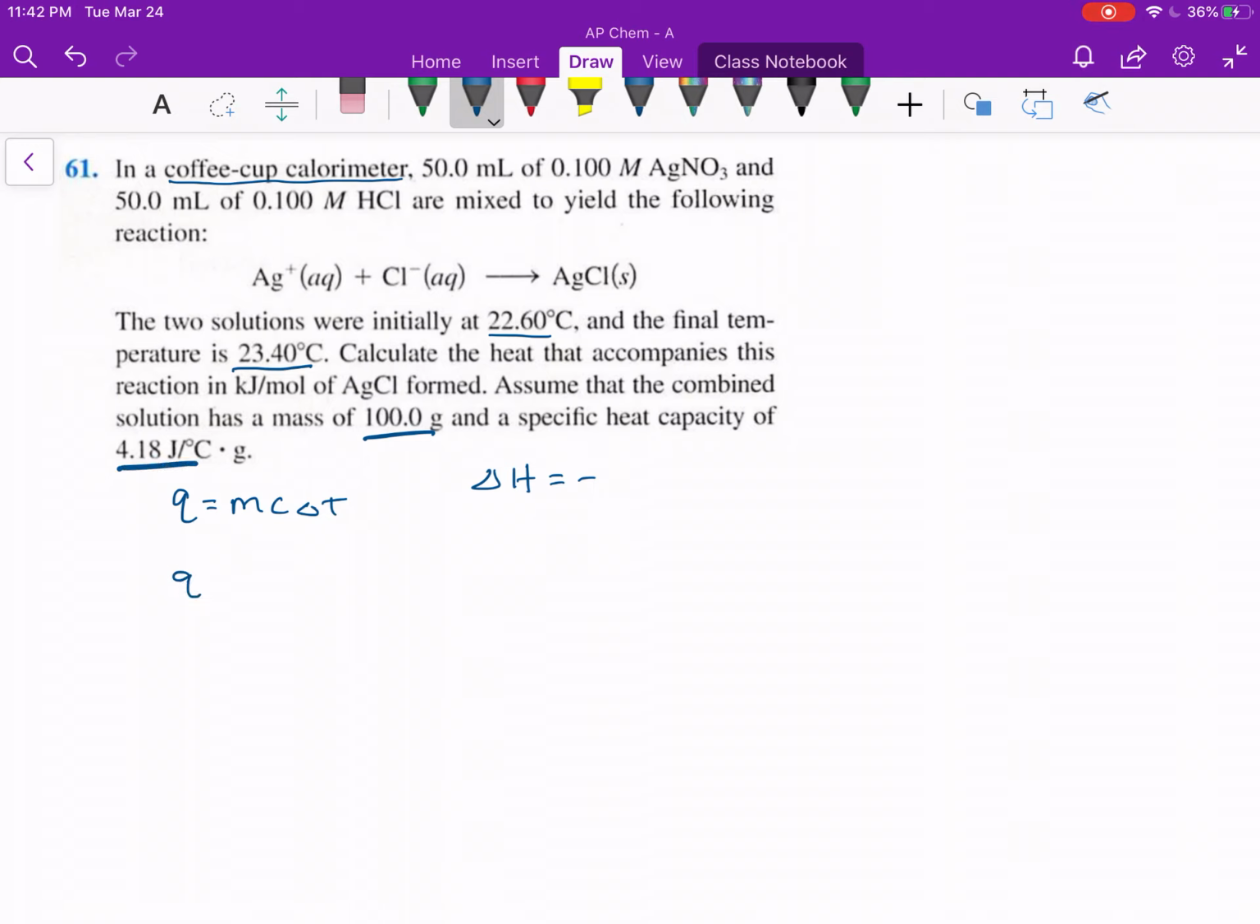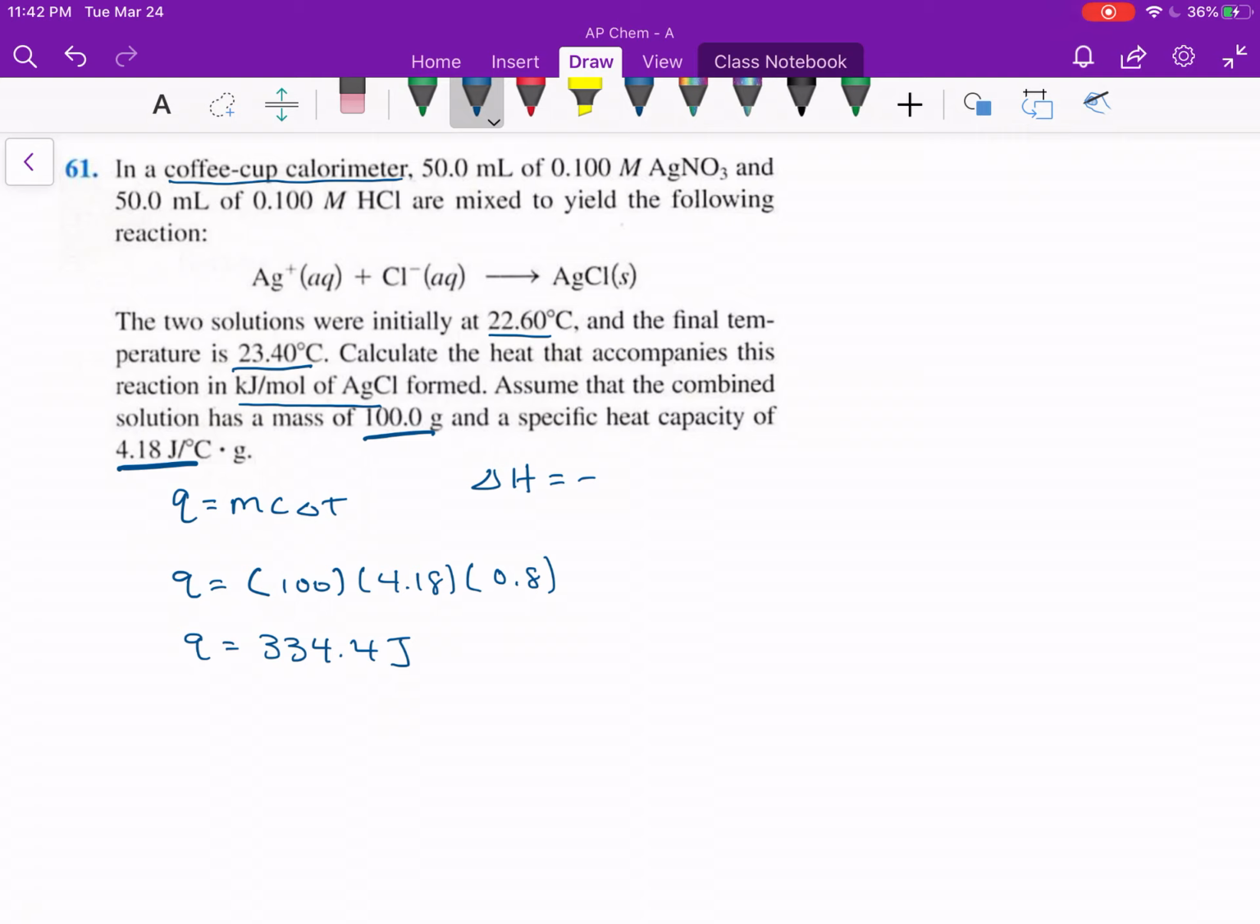And so if we look at Q, it is going to be equal to 100 times 4.18 times our change in temperature, which is 0.8, not 6.5, as I said earlier. And so if I look at that, I'm going to get a Q that equals 334.4 joules. Now that is not our delta H, because that is just the amount of energy that was made when we mix these two solutions together, and we want it to be in kilojoules per mole of AgCl produced.